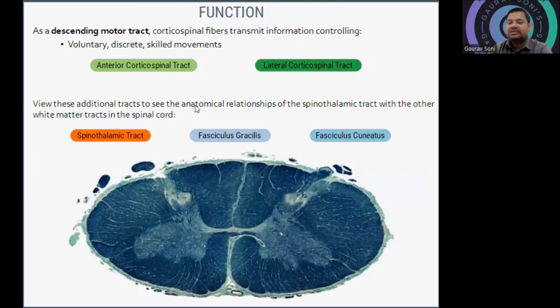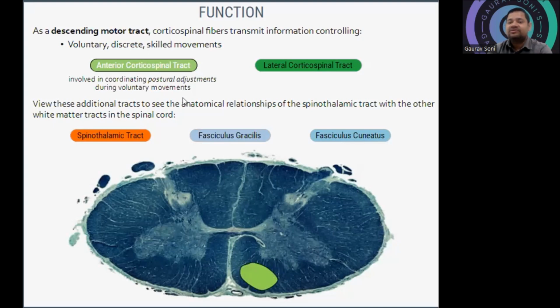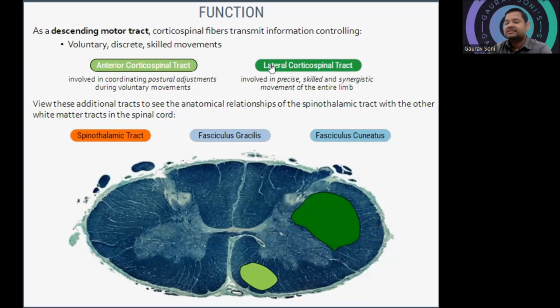So we can see there will again be a three-part pathway: the spinothalamic tract will bring the things, then they will be modulated in fasciculus gracilis or cuneatus, and then the things will come to the anterior part. So the anterior corticospinal tract is involved in coordinating postural adjustment. When you bend or lean down, to maintain your posture again, this will act like the anterior column. And whatever skilled thing we are doing, writing, reading, playing music or playing sports, where precise, exact movement is needed, that will be for the lateral corticospinal tract.